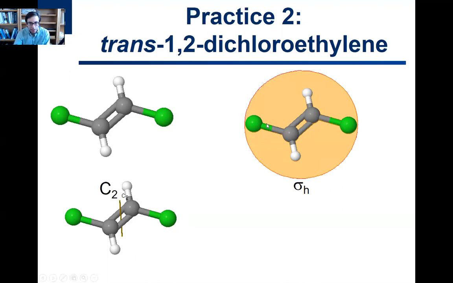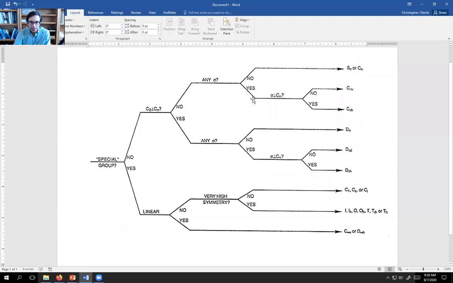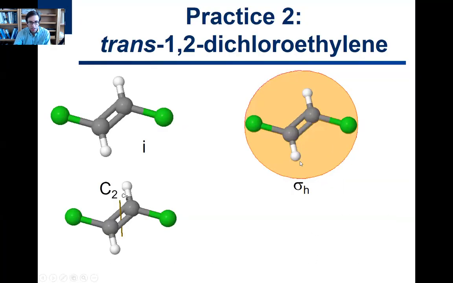So that brings us to yes. There is, and is it perpendicular to Cn? Yes, we actually answered that because it was a sigma h. So we're done. At this point, it's Cnh, and we know what n is, 2. And so this is actually C2h.